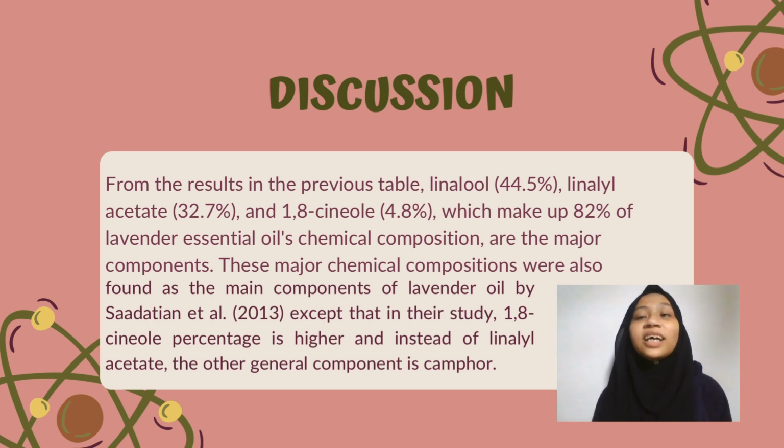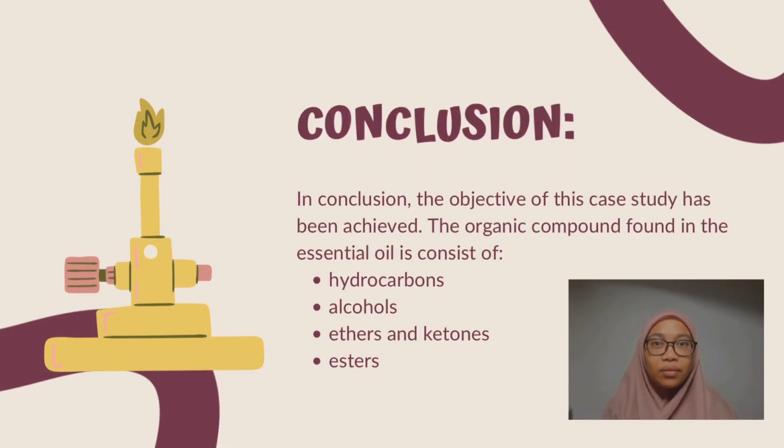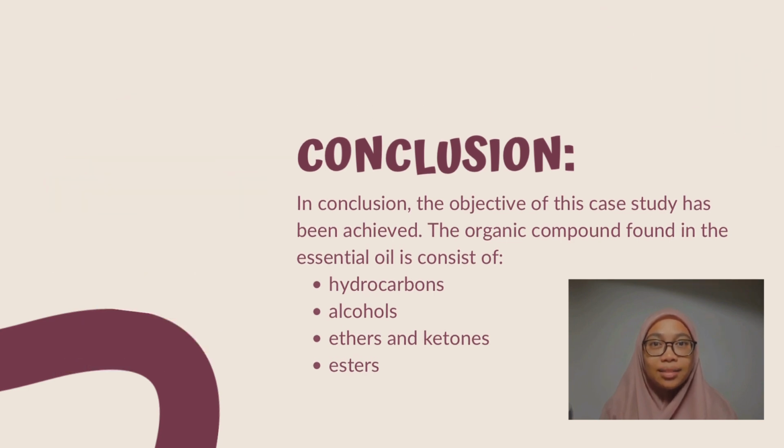the major components. These major chemical compositions were also found as the main components of lavender oil by Sedatian et al. in 2013, except that in their study, 1,8-cineol percentage is higher instead of linalyl acetate. The other general component is camphor. In conclusion, the objective of this case study has been achieved. The organic compound found in the essential oil consists of hydrocarbons, alcohols, ether and ketones, and also esters.